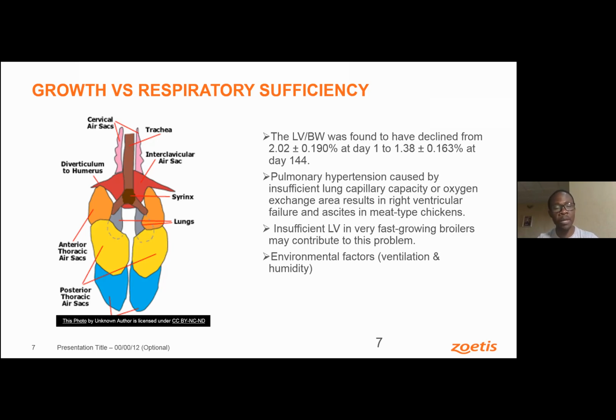And this is one of the reasons why we have pulmonary hypertension caused by respiratory insufficiency in broilers. And then you see a lot of flipovers and some unexplained deaths.